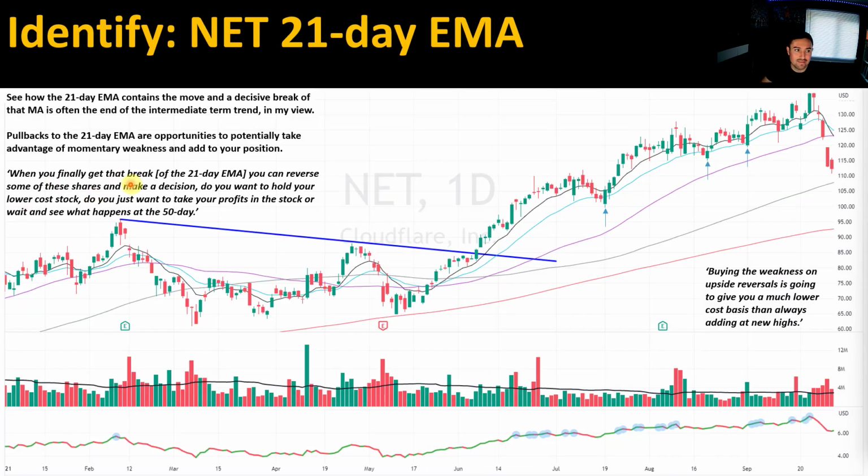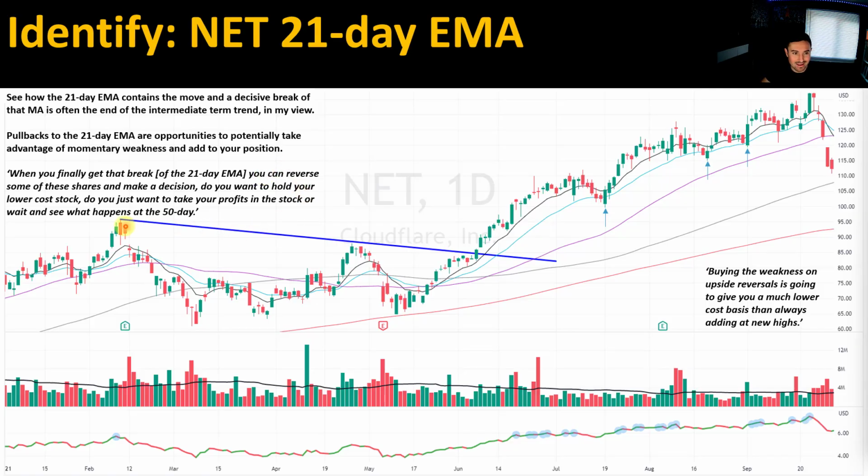So when you finally get that break of the 21-day EMA, you can reverse some of these shares and make a decision. Do you want to hold your lower cost stock? Do you want to take your profits in the stock, or wait and see what happens at the 50-day moving average? So what we can see here is the change of character point.